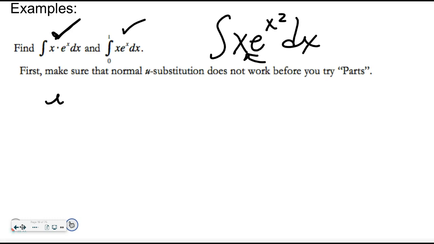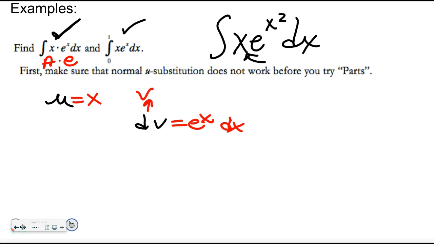All she has to remember is who is u, who is dv, okay? So she's got 2 fighting function families, algebra fighting exponential. Who gets to be u? The x. And it's not really because that's x, it's because e to the x is so easy to integrate. What's the antiderivative of e to the x? E to the x. But Annie might think x is pretty easy to integrate too. So do you see why I don't like that? I kind of want you using this model. So my du is just 1 dx.